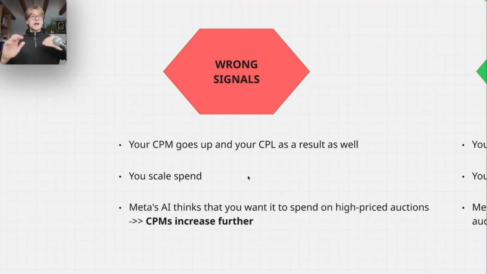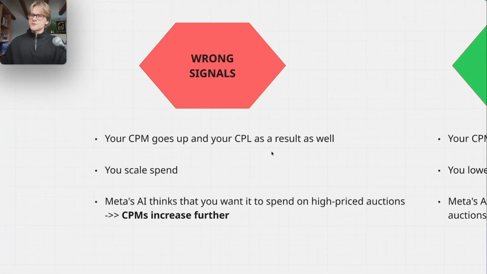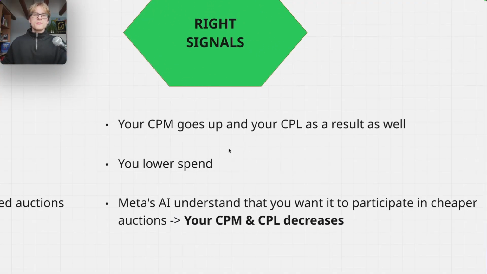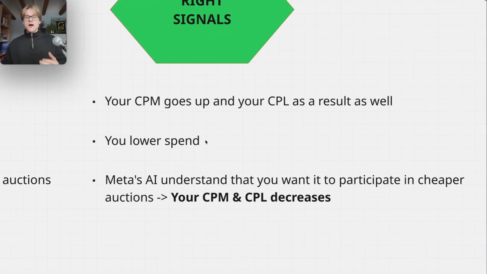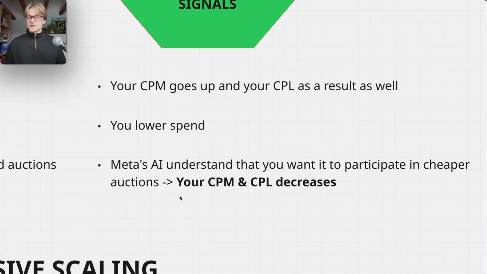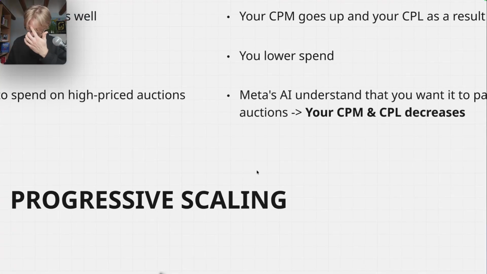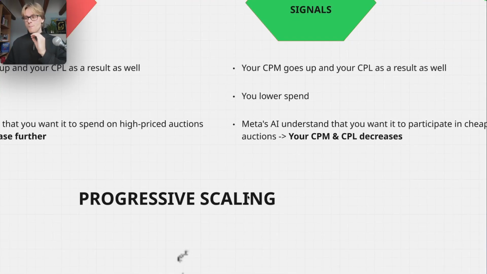It's kind of like a human. It's like a dog, okay? My dog is messing around, and I'm giving my dog a goodie for it, something to eat. And my dog is, hey, cool. He rewards this. But if your CPM goes up, and your CPL as well, and you lower spend, Meta understands that it can't do whatever it wants with you, and that you want to participate in cheaper auctions. So your CPM and your CPL decrease. And your dog, when you tell him that's not correct what he's doing, he will stop messing around and follow you.